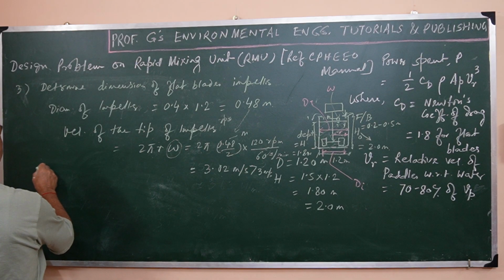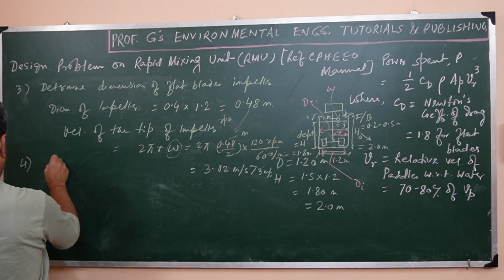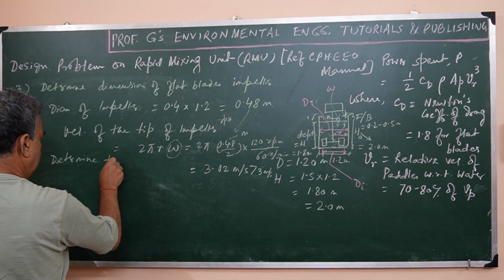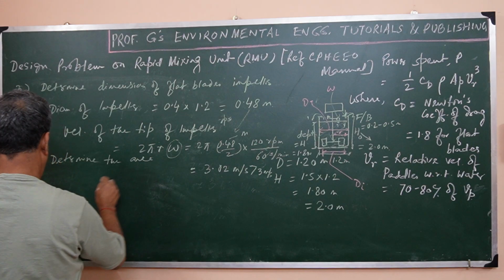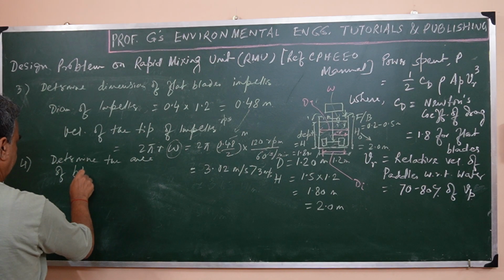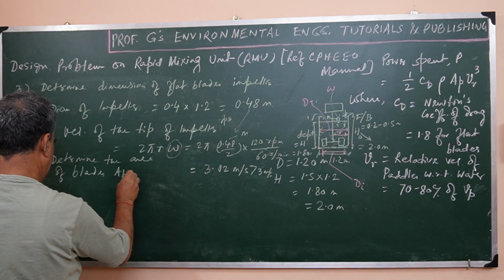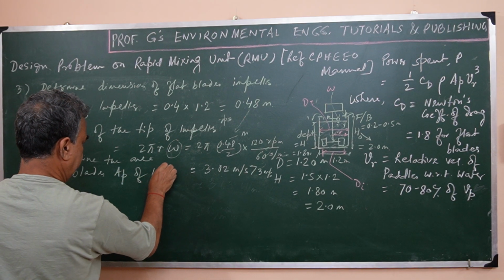Next is the fourth step, that is determine the area of blades, AP of impeller.